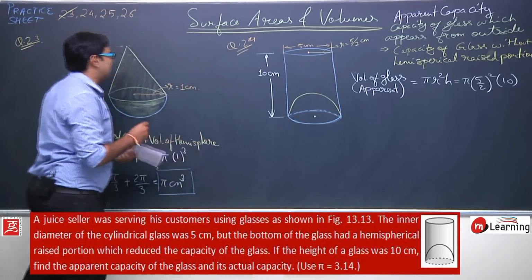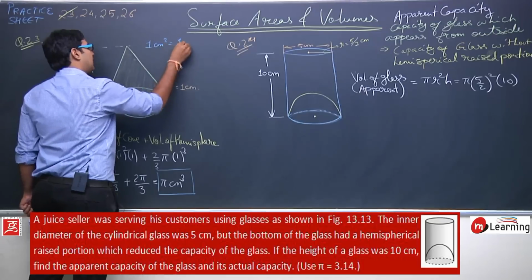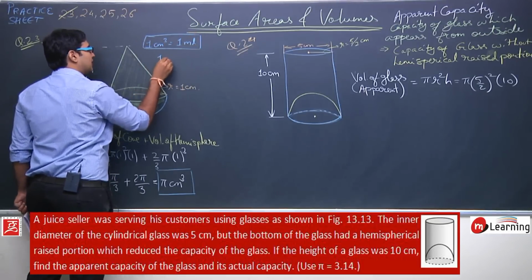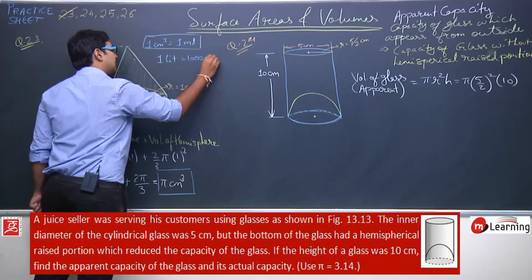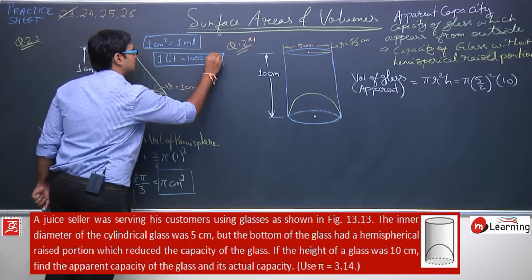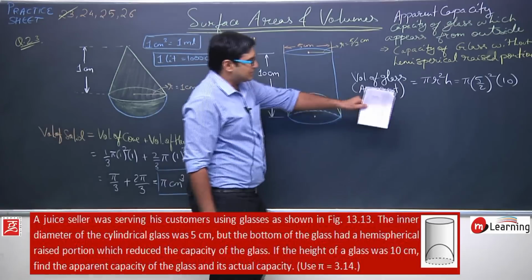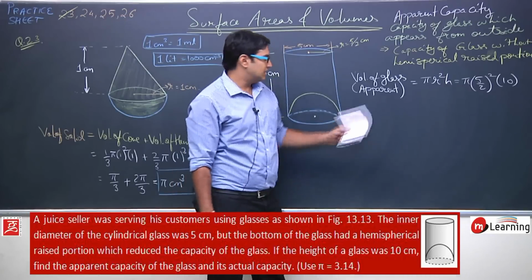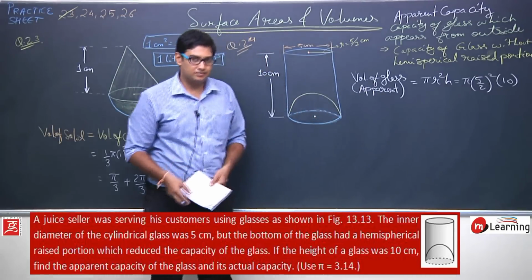Let me write that conversion again. 1 centimeter cube is 1 ml. Why is this so? Because 1 liter is 1000 centimeter cube. This is a conversion. You need to remember this conversion. That's why I can say this much, in ml, is the capacity of the glass that is apparent, that is just appearing from the outside.